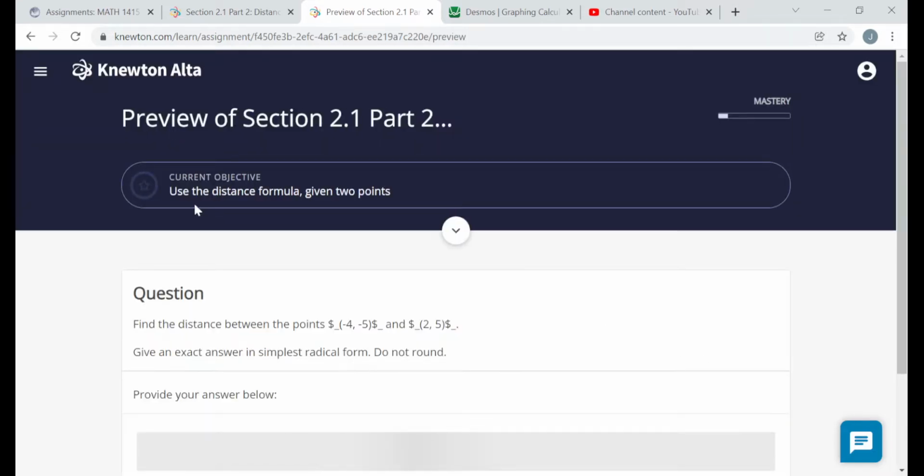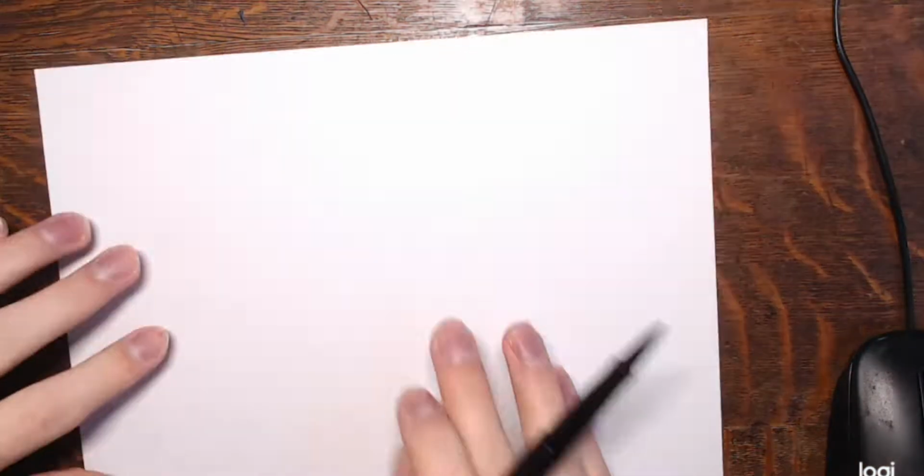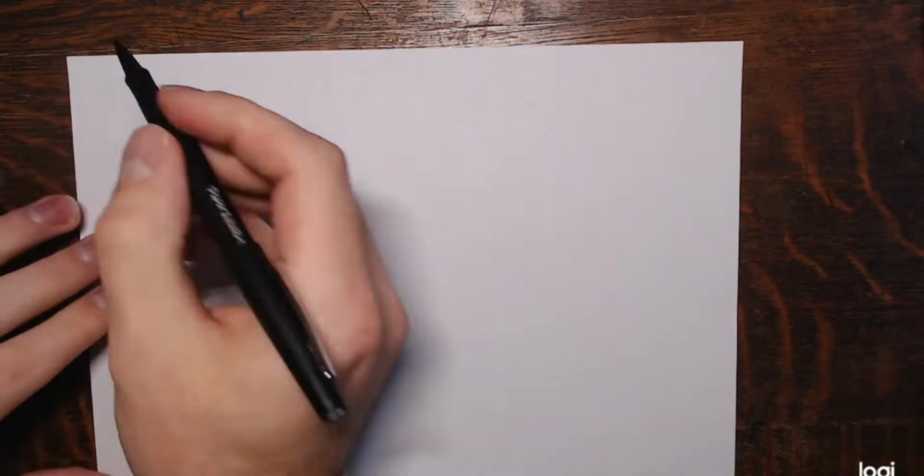All right. So we're switching objectives: use the distance formula given 2 points. Here we're trying to find the distance between 2 points on the coordinate plane. If you end up with a square root, a radical, they want you to simplify that radical. I'm assuming you know how to do that, but if it comes up, I'll show you how. So what I want to talk about now is the distance formula: the distance between 2 points on the Cartesian plane, or the xy plane.